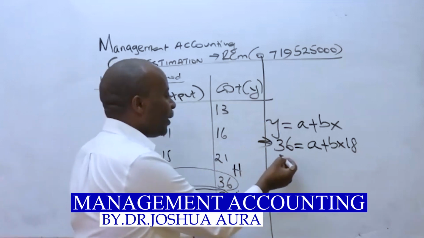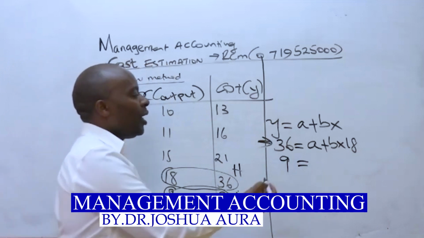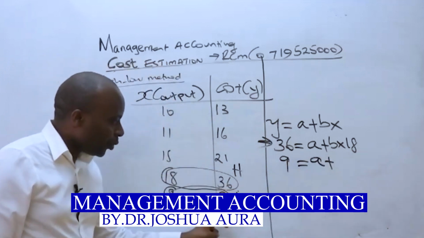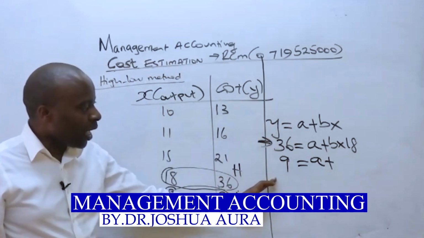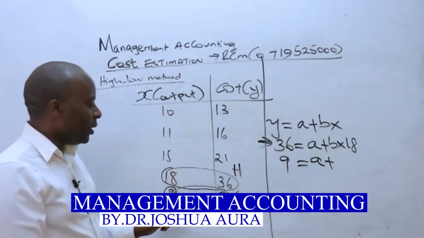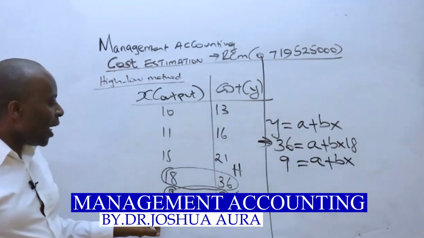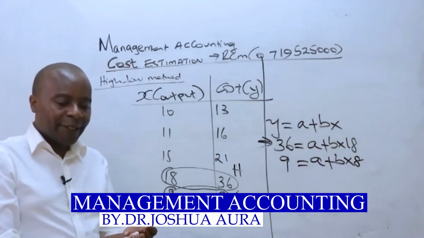Then what do I have at the end of the day? This will be 9 equals A plus. Remember, I'm plugging the low values in this equation, so the Y is 9. So 9 equals A plus B times X, X which happens to be 8, like that.